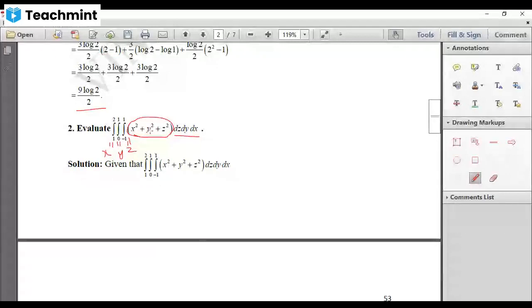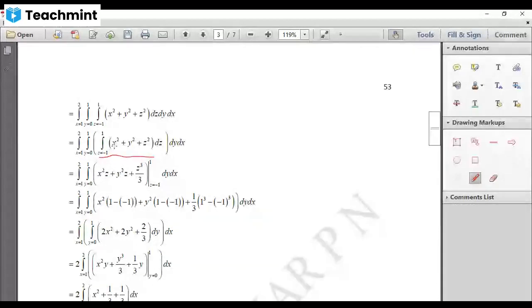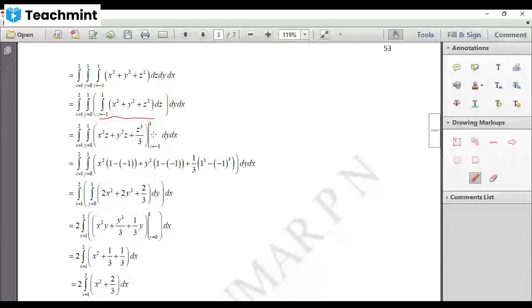Now let us start with this. So first we have to integrate with respect to z by keeping x and y constant. Here x square is constant, so integral of 1 is z, plus y square is constant, integral of 1 is z. Integral of z square is z cube by 3, and the limit is from minus 1 to plus 1. Apply it. After integration and substitution of the limits, we eliminate z. Only x and y will remain.